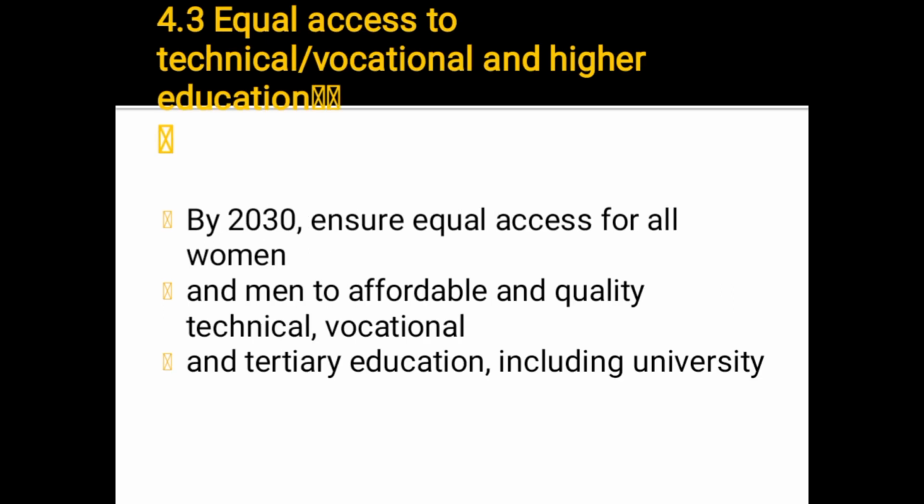Then Target 4.3, quality education, is about equal access to technical or vocational and higher education. By 2030, it is to be ensured that there is equal access for all women and men to affordable quality technical or vocational and tertiary education, including university.